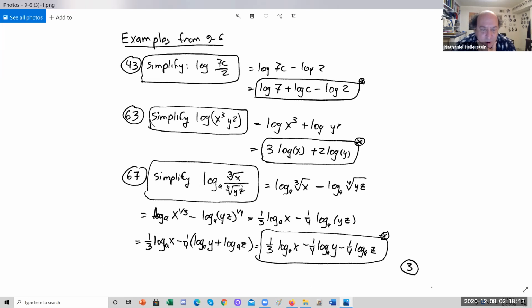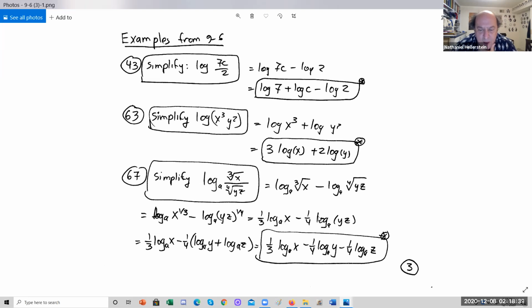Now, this is a little bit more complicated. Log base a of the cube root of x over the fourth root of yz. It's a logarithm of a ratio, therefore it's a difference of logarithms: log base a of cube root of x minus log base a of fourth root of yz. Now, the cube root is a 1/3 power. A fourth root is a 1/4 power. These 1/3 and 1/4 come out in front.